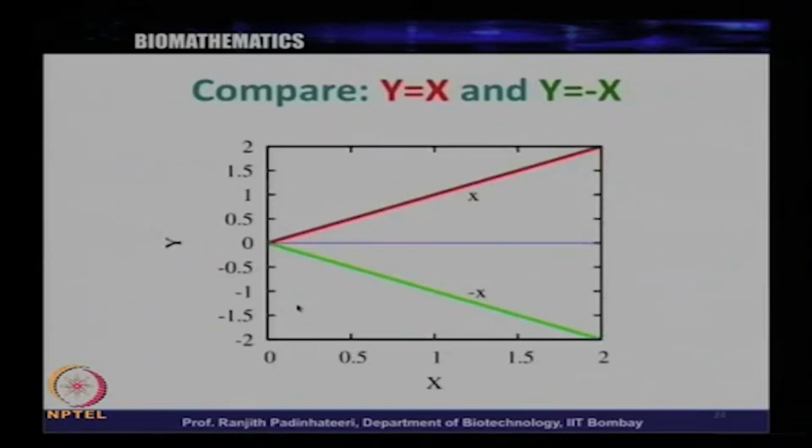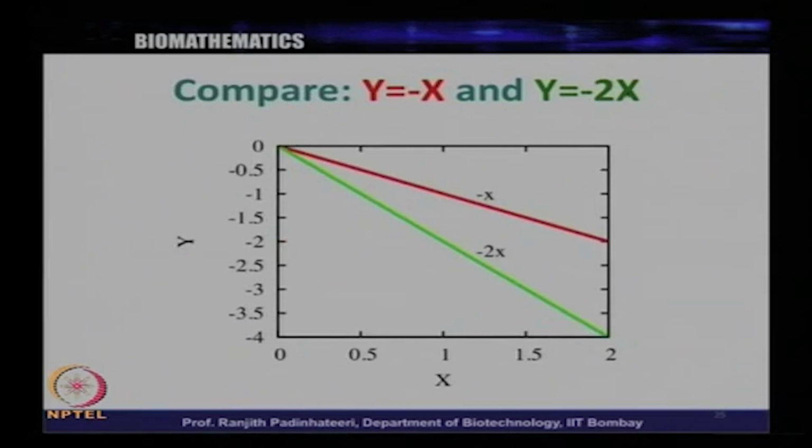So, let us learn a few functions like this. Let us get familiar with a few functions. Let us have a look at it. We learned y equal to x, which is the red line here. But if we take y equal to minus x, this is a decreasing function. As x increases, y equal to minus x decreases. Similarly, y equal to minus 2x. Y equal to minus x is the red curve, y equal to minus 2x is the green curve, which is decreasing faster than minus x.